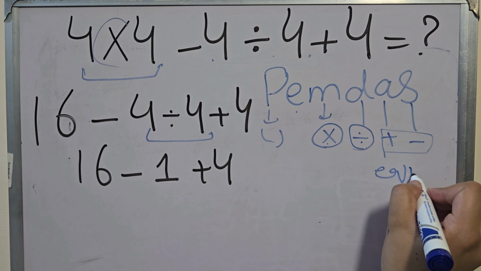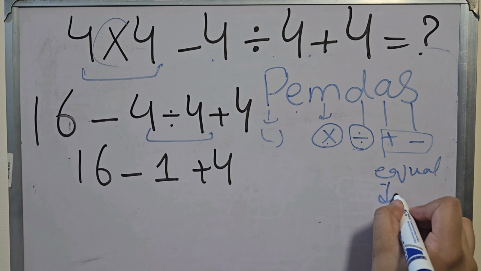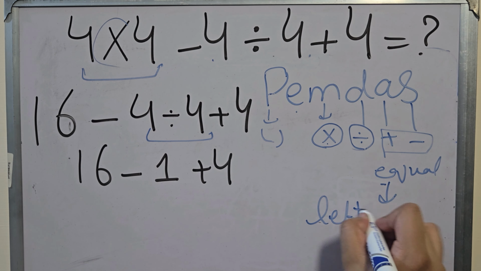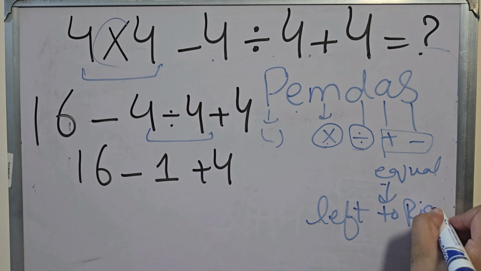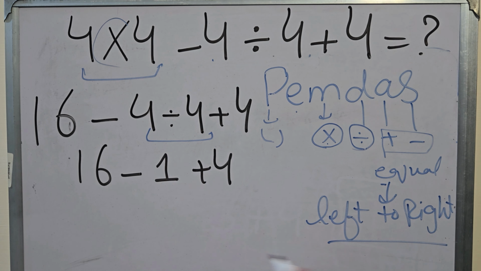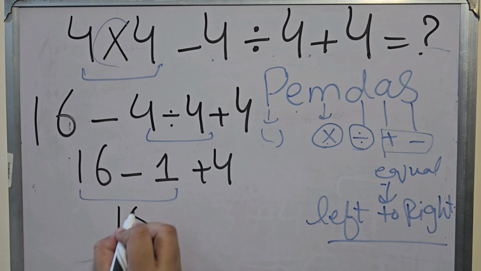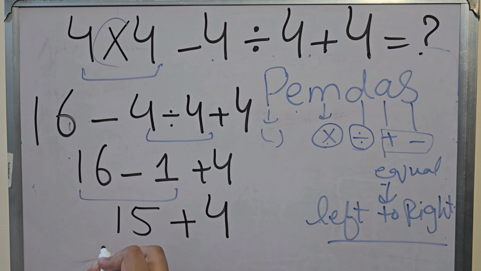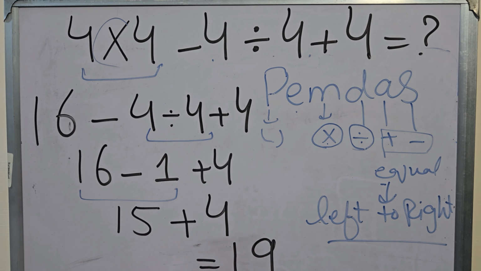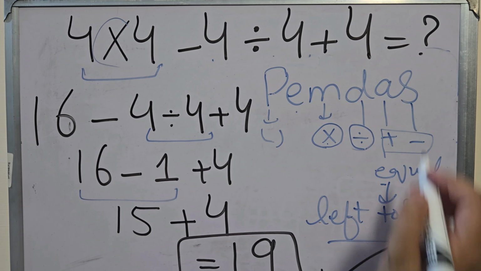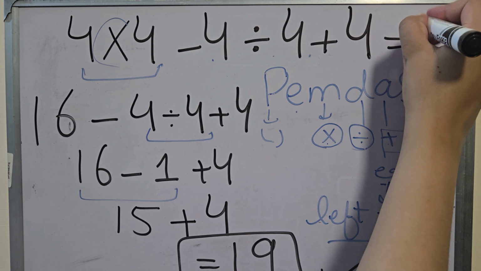Now addition and subtraction both have the same priority in math. If both operators have the same priority, we have to do the left to right rule. Now plus and minus, 16 minus 1, which comes to 15. Now 15 plus 4, which comes to 19. So yes, our correct answer is 19.